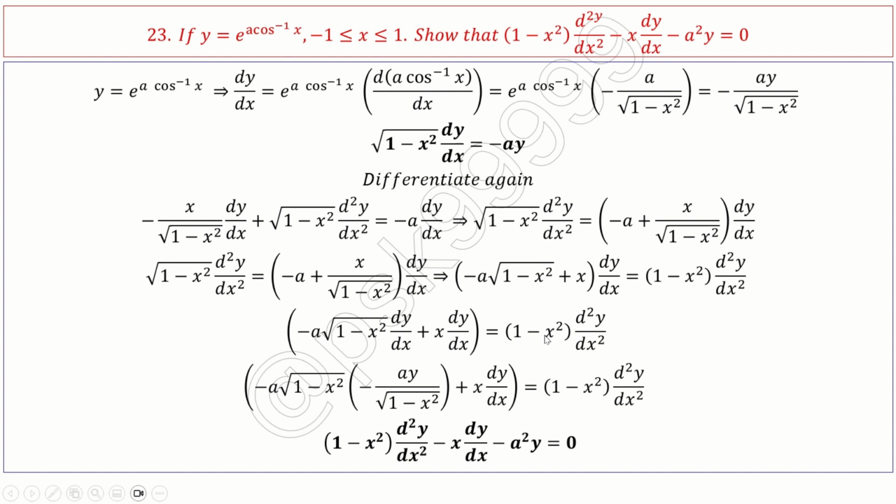Basically I am trying to get into this form. I need 1 minus x square into d square y by dx square, which I got. Now I have my x times dy by dx, which I got, and this expression. If I cancel the square root of 1 minus x square in the numerator and denominator, I am left with a square y, so minus a square y. So this is the expression which we are looking for: 1 minus x square into the second derivative, minus x times the first derivative, minus a square y equal to 0. You can do it yourself and then look at how I have done it. Next. Yeah, that's all.